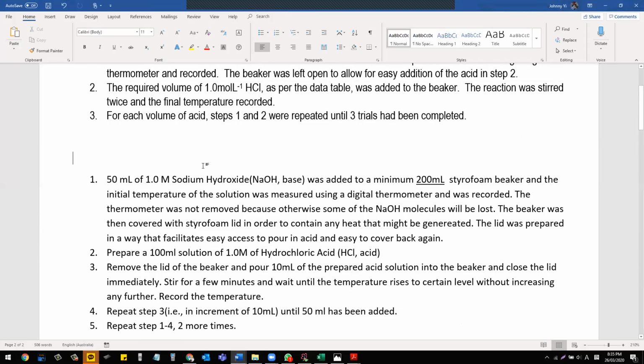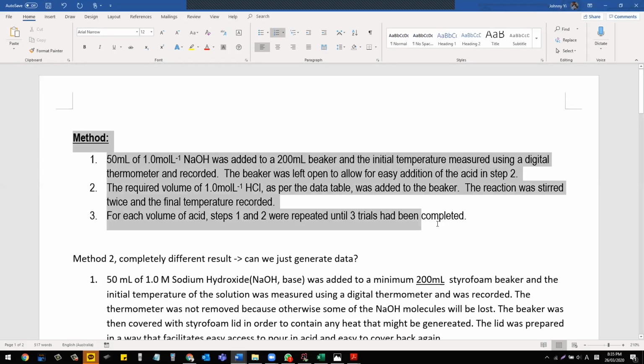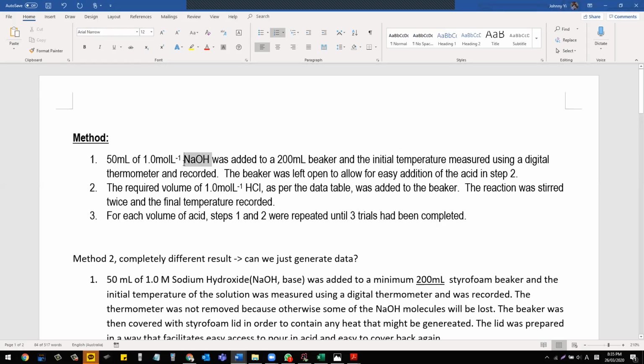But this is method 2. This will give us a completely different result. So this is an online thing, so can we just generate data? I'm not sure about that, but based on this stuff, I'm just going to take that for granted.